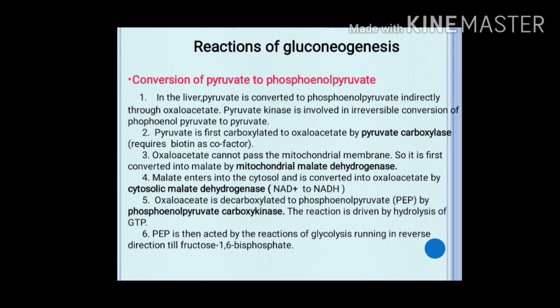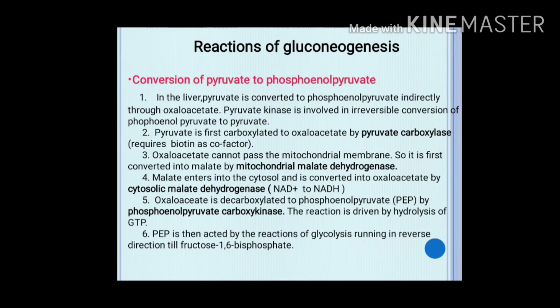So note one thing, the conversion of oxaloacetate to malate and malate to oxaloacetate requires the same enzyme, malate dehydrogenase, but their locations are different. So when oxaloacetate is converted to malate in the mitochondria, the malate dehydrogenase is the mitochondrial malate dehydrogenase. On the other hand, when malate is converted into oxaloacetate in the cytosol, it is the cytosolic malate dehydrogenase enzyme producing NADH. Next, the oxaloacetate, which is now present in the cytosol, is decarboxylated to phosphoenol pyruvate by the enzyme phosphoenol pyruvate carboxykinase, and this reaction is driven by the hydrolysis of ATP. So we got phosphoenol pyruvate from pyruvate via oxaloacetate.